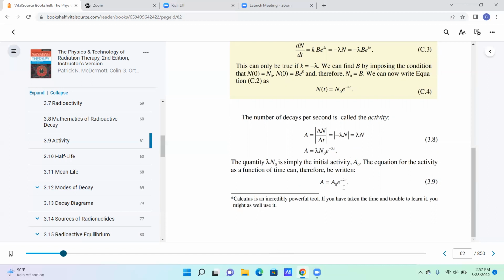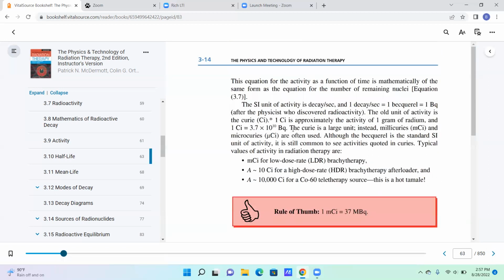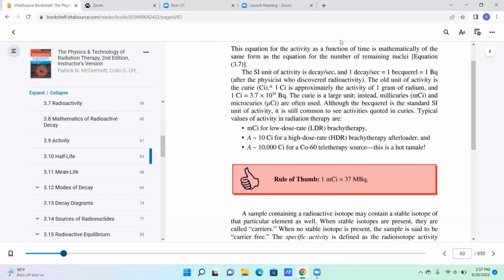Rewriting the formula there to involve just A. So A is equal to A naught times this particular formula. This, of course, has the same form as the equation for the number of remaining nuclei. The SI unit is going to be a decay per second, or a becquerel.